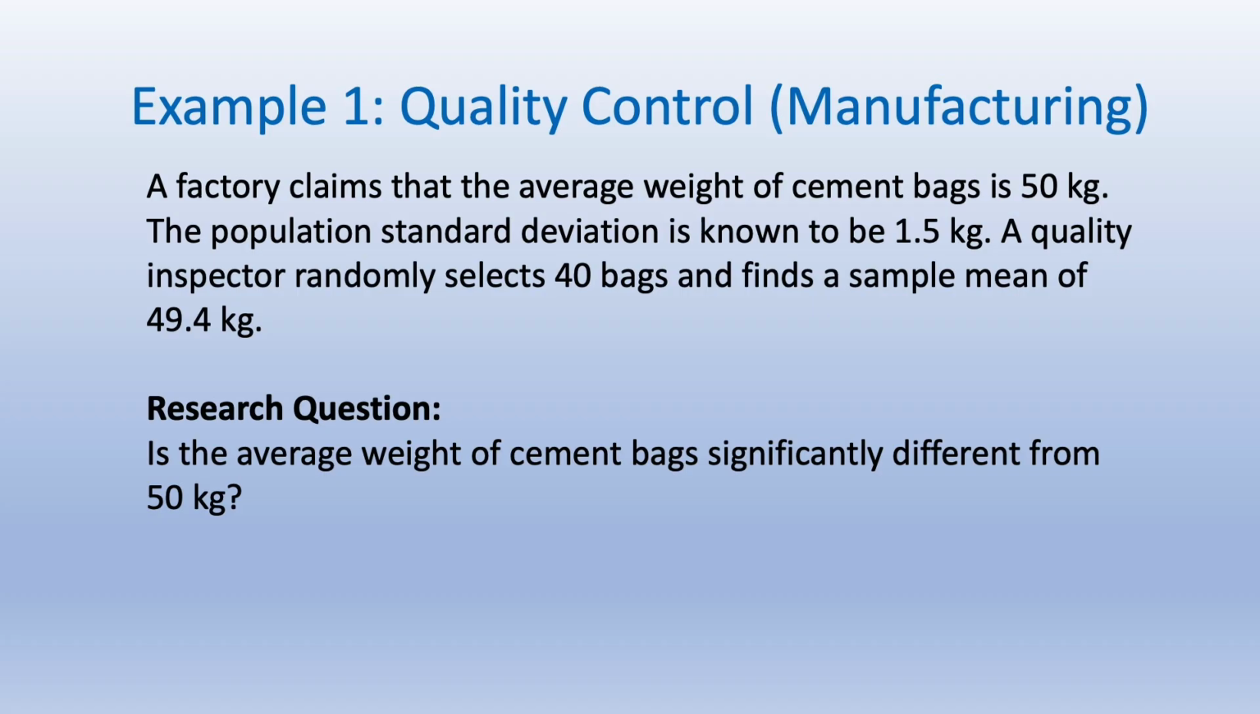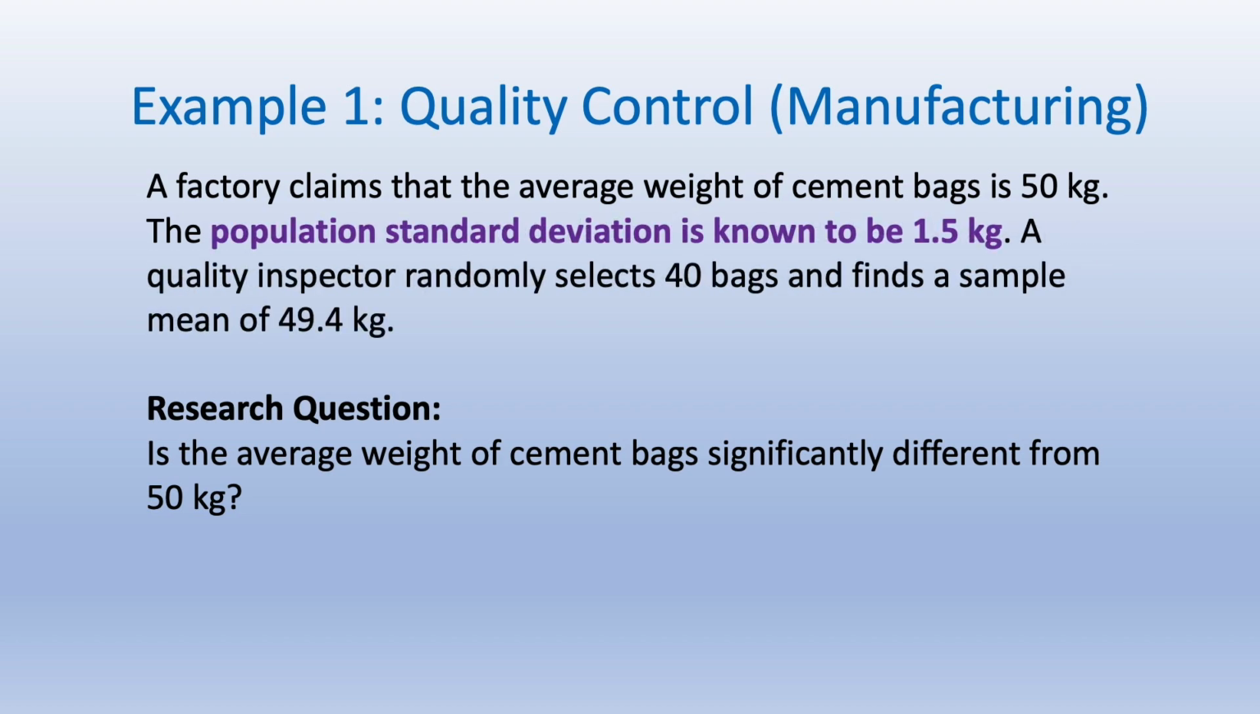Why is z-test appropriate here? Because the population standard deviation and hence the population variance is known. Sample size is larger than 30 and the variable, that is weight, is continuous.